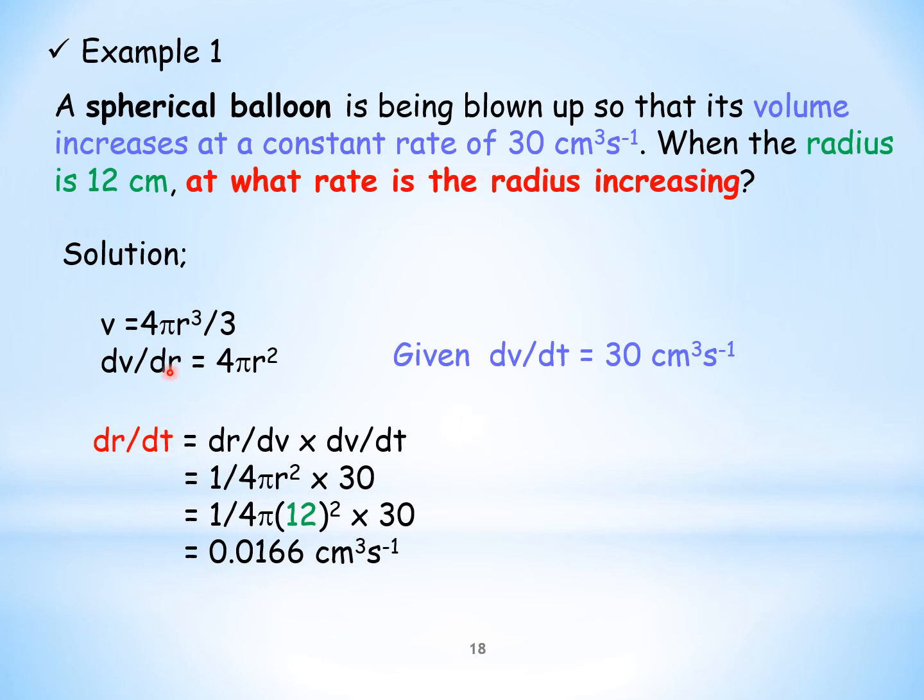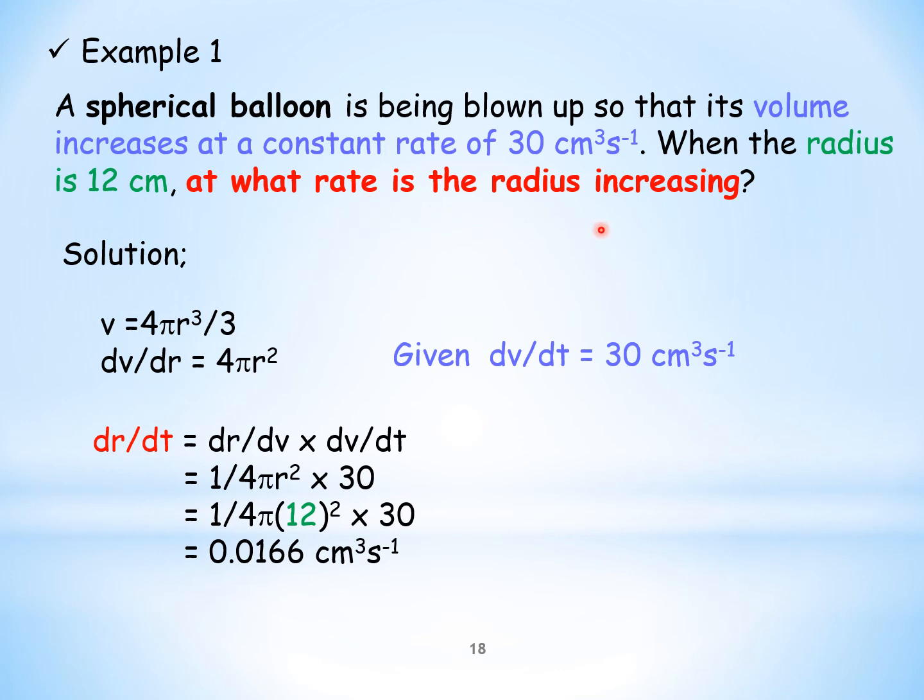So now you have dV/dr and dV/dt. Now you can use the chain rule. Sorry, this dr/dt is what you have to find. At what rate is the radius increasing? So rate means over dt. Radius is r. So we're going to find dr/dt.